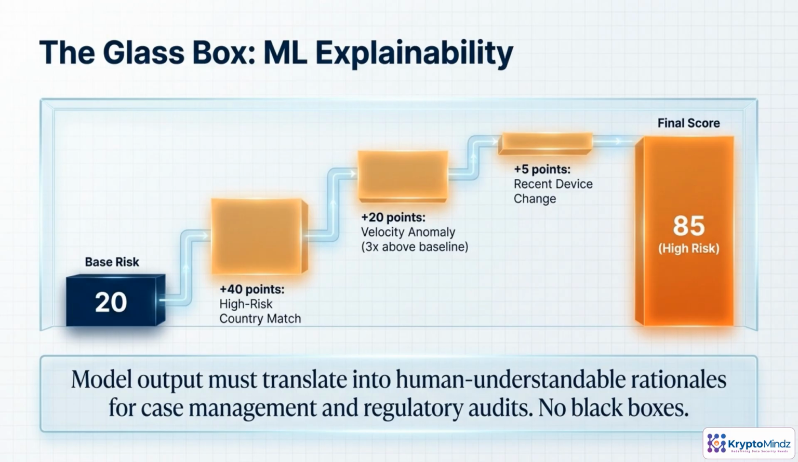In AML and KYC, a risk score can't just be a mysterious number. You need a glass box, not a black box. The system must show how it moved from a base risk to the final score, which factors fired, how many points each added, and why. Investigators should be able to read the explanation like a short story of the customer's behavior, and regulators must be able to trace every point back to clear, defensible rules or model features.